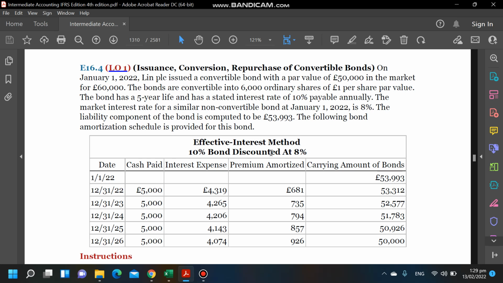The next question is E16.4. On January 1st, 2022, Lin PLC issued a convertible bond with a par value of £50,000 in the market for £60,000. The bonds are convertible into 6,000 ordinary shares of £1 per share par value. The bond has a 5-year life and has a stated interest of 10% payable annually.